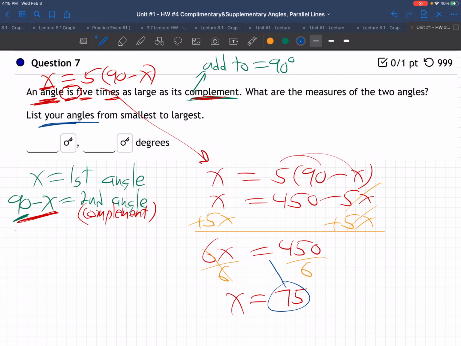Well, you have to take that answer for x and plug it in. So that one's just going to be 75. And then you plug in 75 here. So this one's going to be 90 minus 75, which is 15. So the two angles are 75 and 15, and they want the smallest first. So 15, then 75. See how those two add up to be 90? And one of them is 5 times the other. 5 times 15 is 75. So there it is.